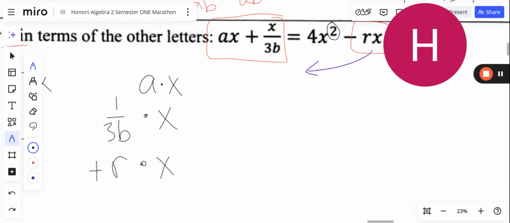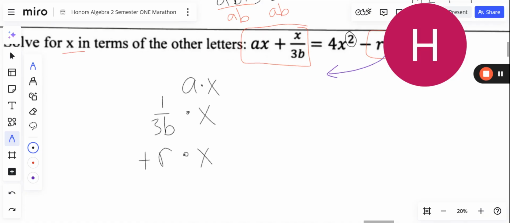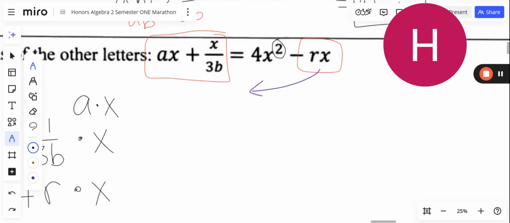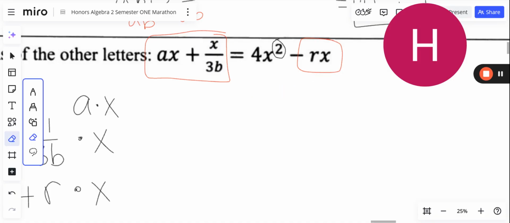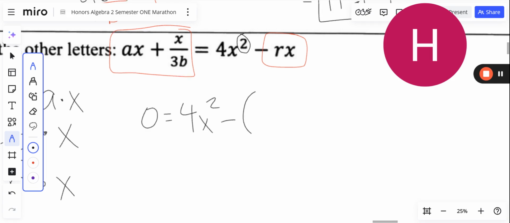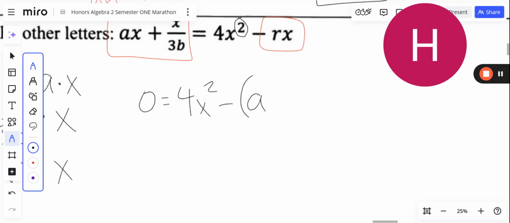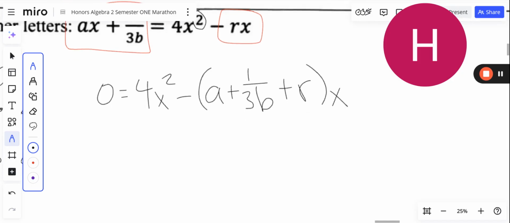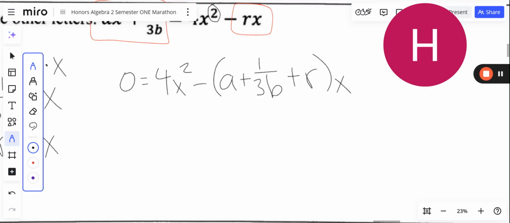That being said, what I probably want to do is move some of the stuff from the left over to the right side. I would rather move stuff over to the side where the x squared term is positive. So here we go. We have 0 equals 4x squared minus all of these coefficients. We have a plus 1 over 3b plus r, all of that times x. So what can we do here? We can factor out x. So this is x times 4x minus a plus 1 over 3b plus r.